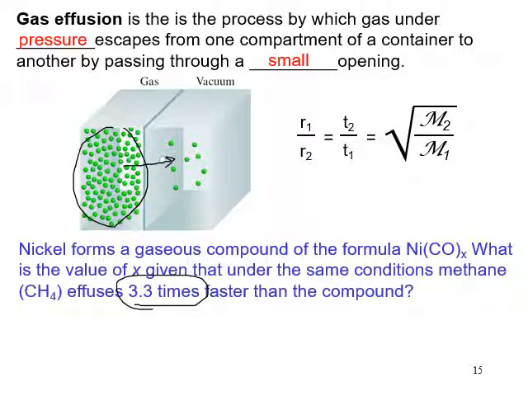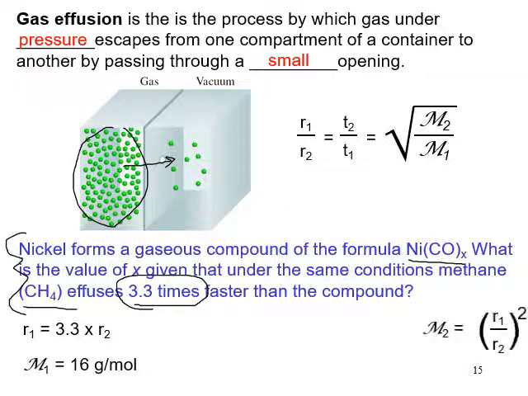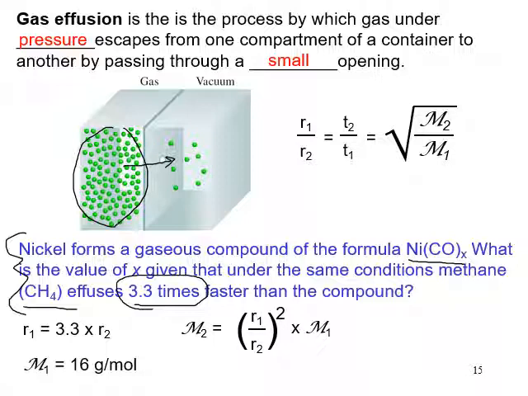So let's do this example down here. To illustrate, nickel forms a gaseous compound of this formula. What is the value of X, given that under the same conditions, methane, which you know the formula of CH4, effuses 3.3 times faster than the compound? So if we call 3.3 times faster than the compound, you can use that as that ratio that I did on the previous slide. So now we have the molar masses. They're calling M1, I'm going to put it up here, 16. And M2 is unknown. We're trying to figure that out. We don't know what that is.